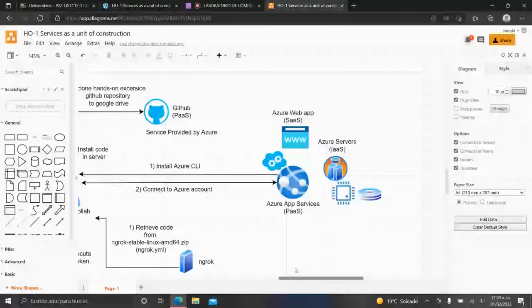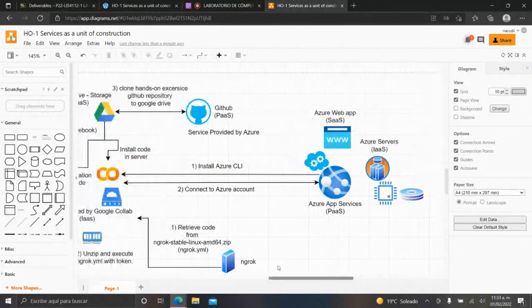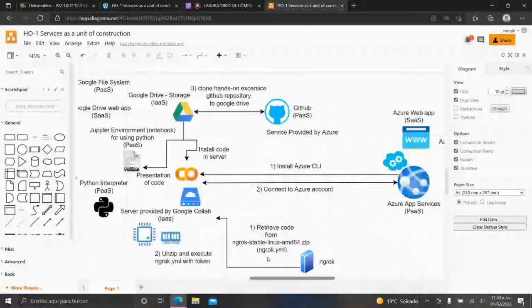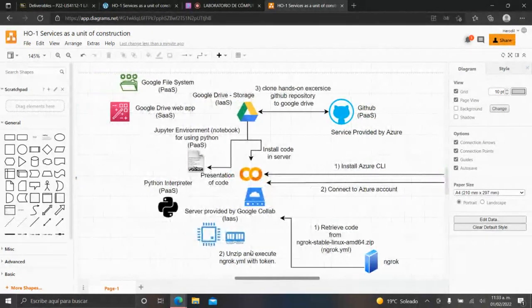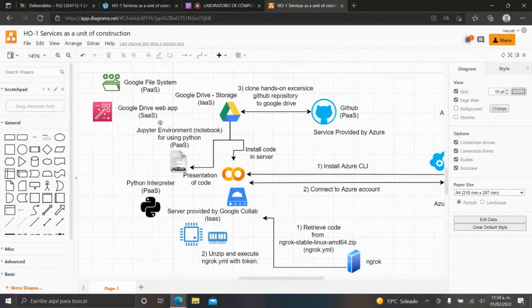Okay. And teacher, can I still ask something? Yes, you can still ask anything you want. So the Google File System and the Google Drive web app are part of this Google Cloud service, right? Yeah, the Google Drive. Okay, so we don't have arrows or little package? Okay, it's like a package.